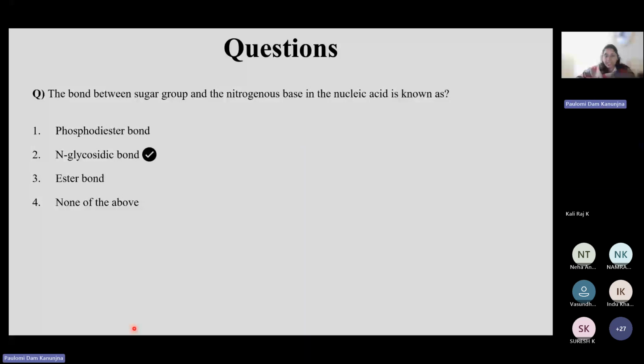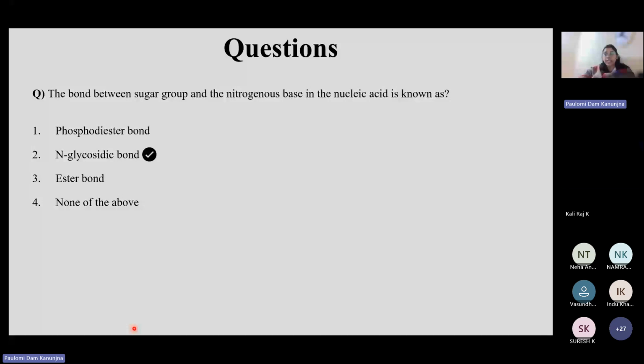Okay. Yes. You guys are saying phosphodiester bond, but that's not correct. Phosphodiester bond is between two nitrogenous bases, like in a chain, between two subsequent nitrogenous bases. Glycosidic bond is between sugar and nitrogenous base. Okay, that's why I wanted to tell this.